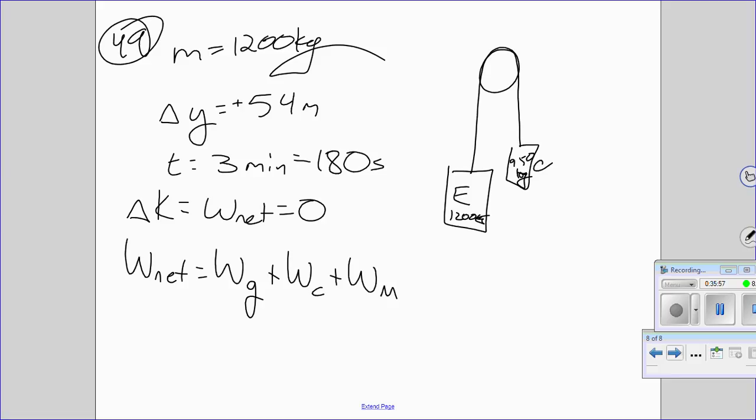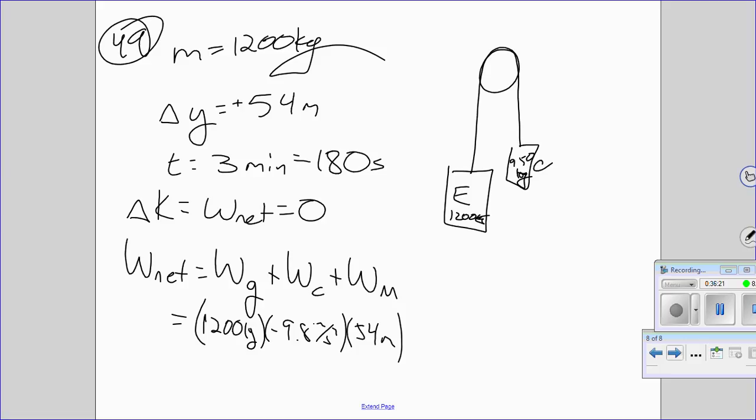Follow? All right, so let's see. I can figure this out, right? My work done by gravity. That's going to be the force of gravity, so 1,200 kilograms times negative 9.8. I'm combining some steps here to save time because we're a little tight on the clock. So that's the work done by gravity, right?